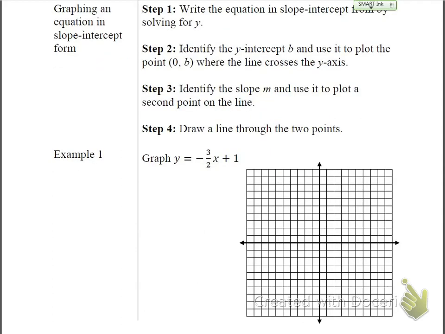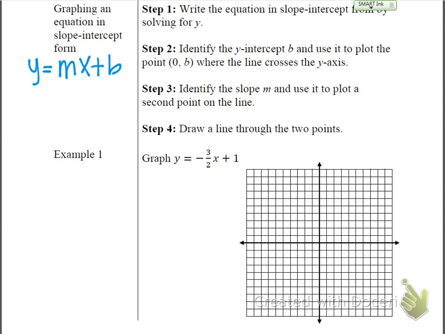Okay, so how do we graph an equation when it's in slope-intercept form? Remember, that is y equals mx plus b, okay? First step is kind of silly, but sometimes it will ask you to graph in a specific way. It says write the equation in slope-intercept form by solving for y. Basically, if it's in y equals mx plus b form, you're good.